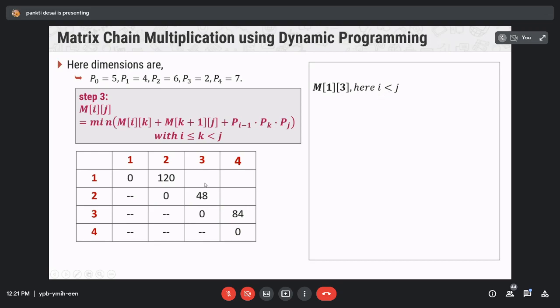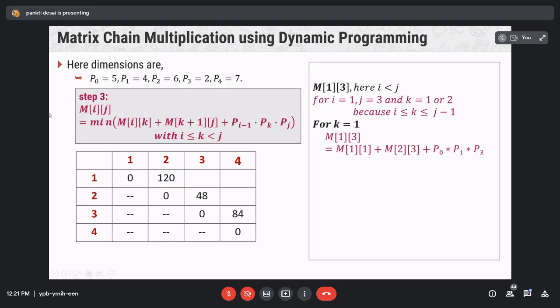So for M13, i is equal to 1, j is equal to 3, and k is such that 1 less or equal to k less than 3. So the value of k will be 1 or 2. So we'll find the value for k is equal to 1.